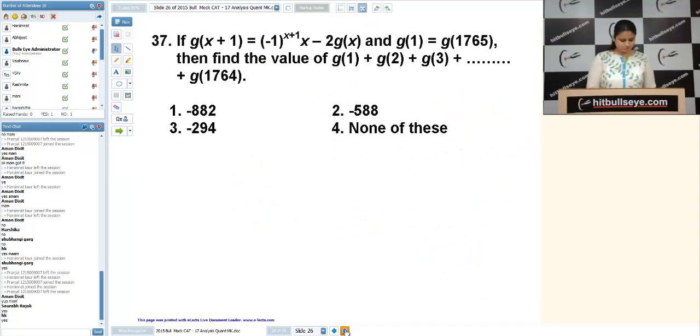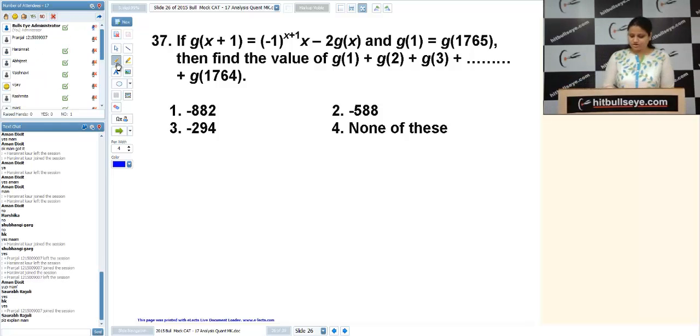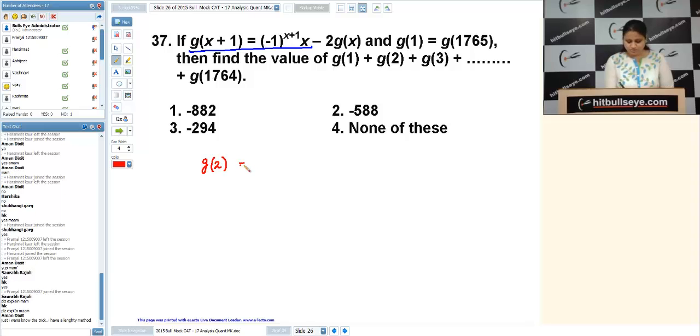Okay, let us move. Question number 37, very difficult. Those who are not comfortable in algebra, of course this question is difficult. See, we want to calculate the value of G1 plus G2 plus G3 and so on. And this is the recurring relation which is given here. So, I'm putting x value as 1.